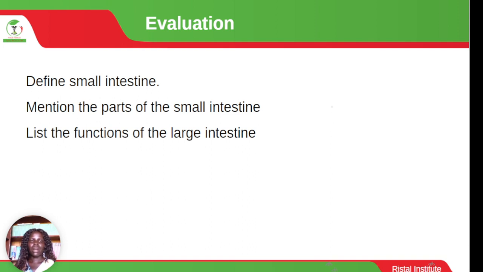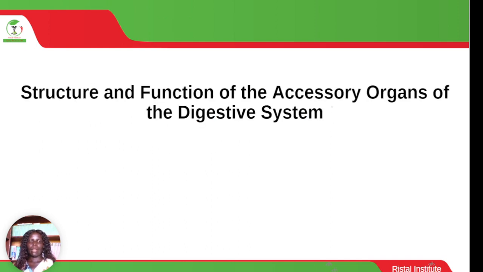Evaluation. Define small intestine. Mention the parts of the small intestine. List the functions of the small intestine. Structure and function of the accessory organs of the digestive system.